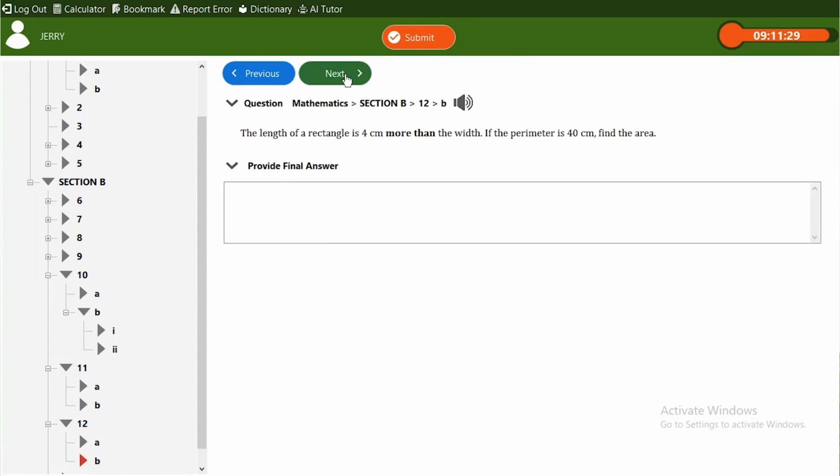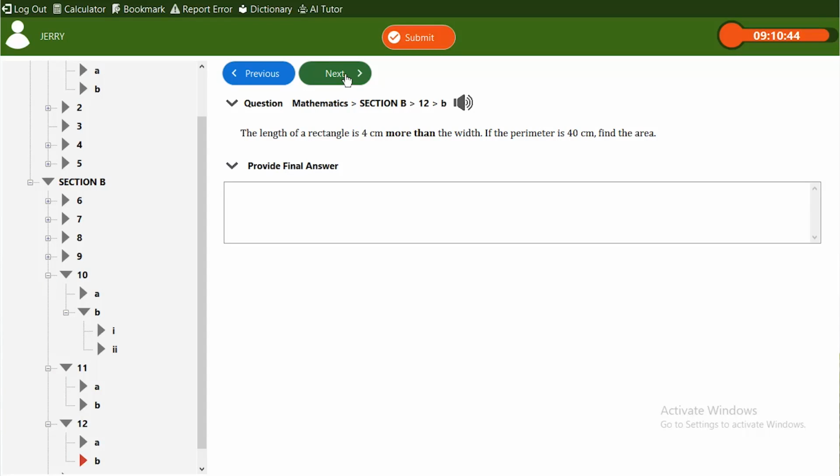Be part of this. The length of a rectangle is 4 cm more than the width. If the perimeter is 40 cm, find the area. Interesting. I think this one is so straightforward for you to handle. So, our business here is to think about which rectangle they're talking about. You know the shape of a rectangle? The length of a rectangle is this more than its width.